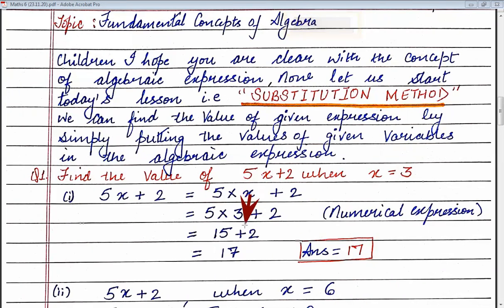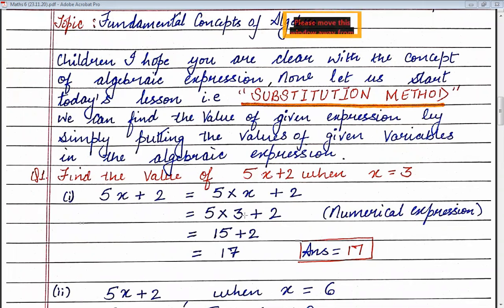So in the next step, you can clearly see that instead of x, I have substituted the value as 3. So your algebraic expression now becomes 5 into 3 plus 2. What does it become now? 5 multiply 3 plus 2. Now your algebraic expression has become a numerical expression. So now everyone knows how to solve this numerical expression. So let us see how.